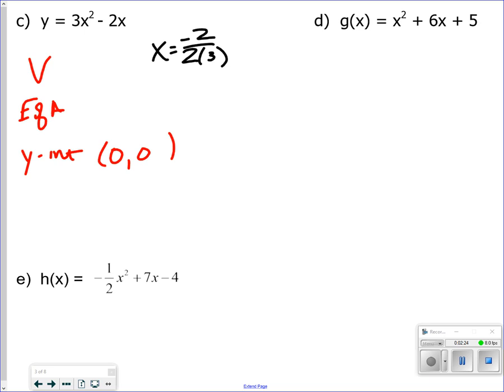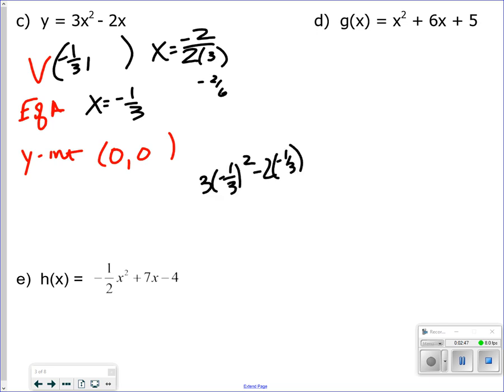So this is not very nice. The equation of the axis of symmetry in this case is negative 2 over 6, which reduces to negative 1/3. So that's the answer for the equation of the axis of symmetry. The vertex is negative 1/3, and then I've got to actually plug in negative 1/3 to find the y value of the vertex. So 3 times negative 1/3 squared, minus 2 times negative 1/3. So this is positive 3/9, plus 2/3. Coming up with a common denominator, this is then positive 1/3 plus 2/3. So 3/3, which is just 1.